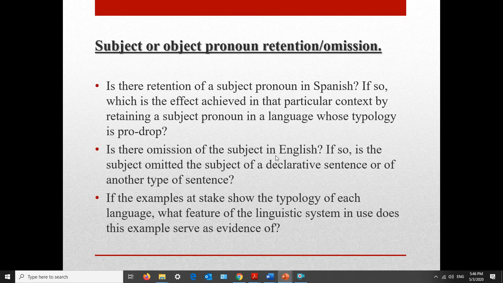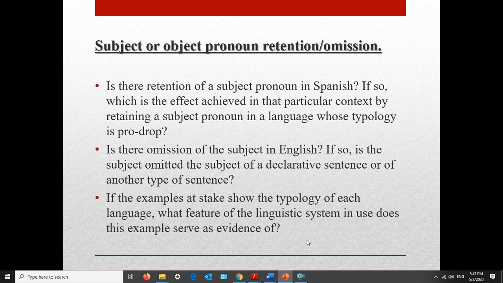Now, is there omission of the subject in English? If so, is the subject omitted the subject of a declarative sentence or of another type of sentence? For a declarative sentence in English, it ought to have a subject explicit at the level of surface representation. So, isn't it then an imperative sentence, which has canonically no explicit subject at the level of surface representation?